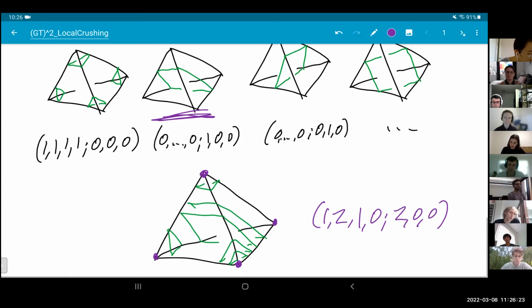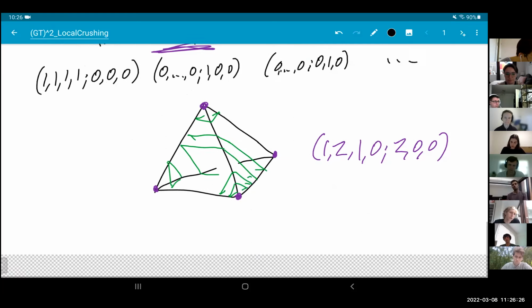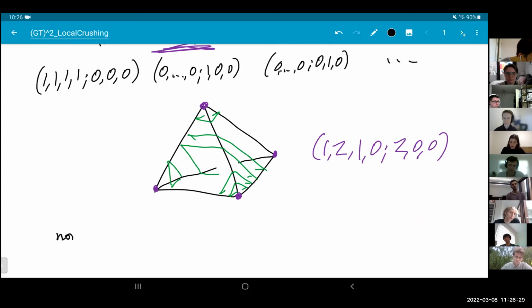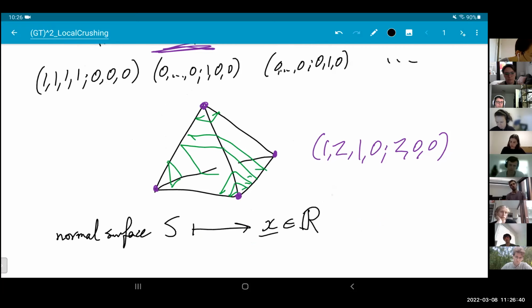And so what you get is every normal surface S becomes a vector in, well, integers, right? So it's going to be Z to the, you get 7 coordinates for each tetrahedron and n tetrahedra, so 7n coordinates. So that gives us a coordinate representation, and the computer is going to be working with these. There's a problem here, right?